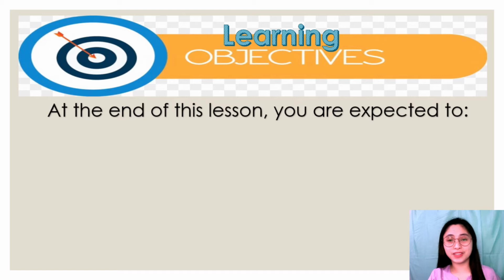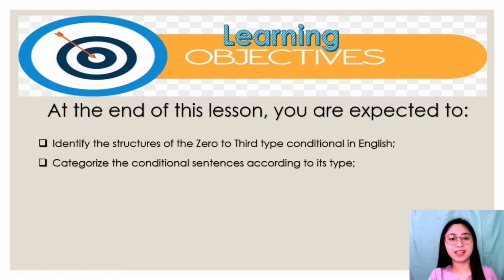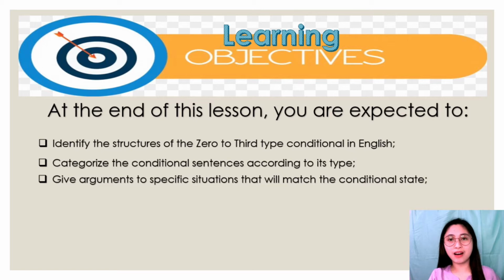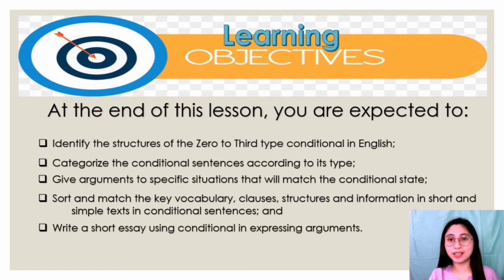This is our learning objectives for today's lesson. At the end of this lesson, you are expected to identify the structures of the 0 to 3rd type conditional in English, categorize the conditional sentences according to its type, give arguments to specific situations that will match the conditional state, sort and match the key vocabulary, clauses, structures, and information in short and simple texts in conditional sentences, and write a short essay using conditional in expressing arguments.